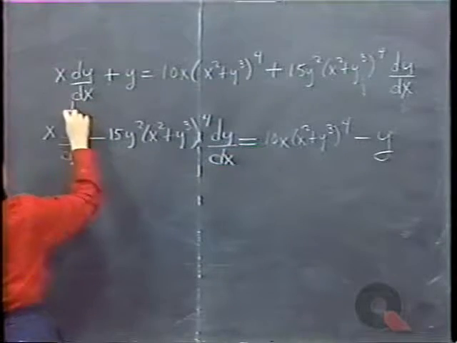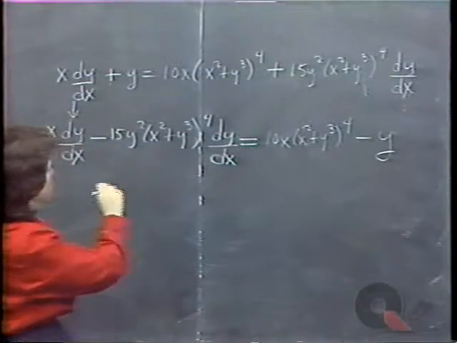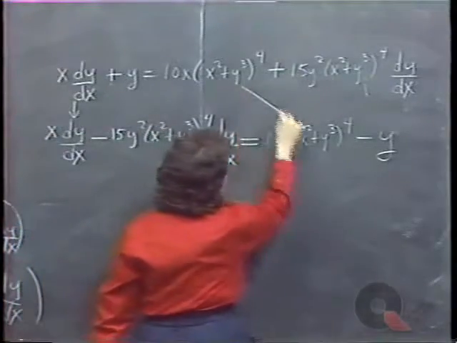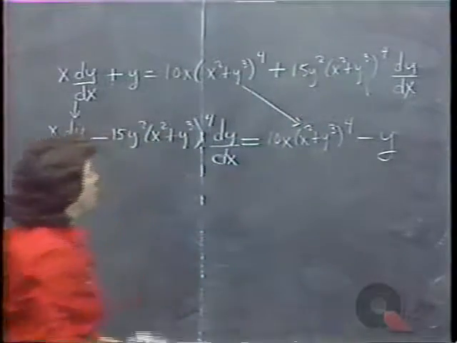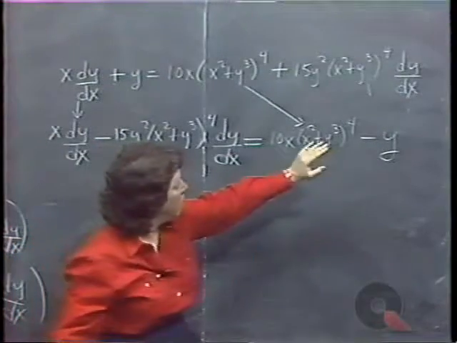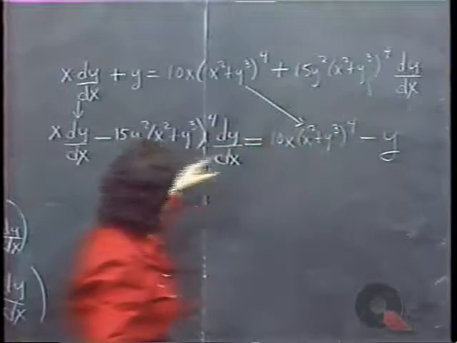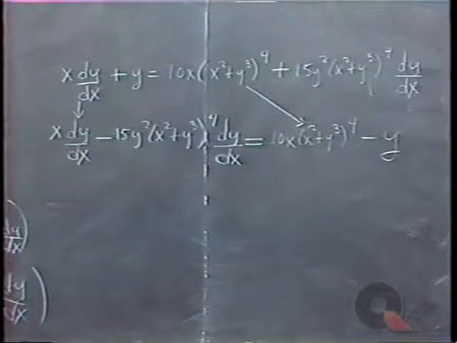This term stayed here on the left side. This term stayed on the right side. And we interchanged the remaining two terms. In other words, the plus y appeared on the other side with the minus sign, and the 15y squared term comes over to the left side with the minus sign.